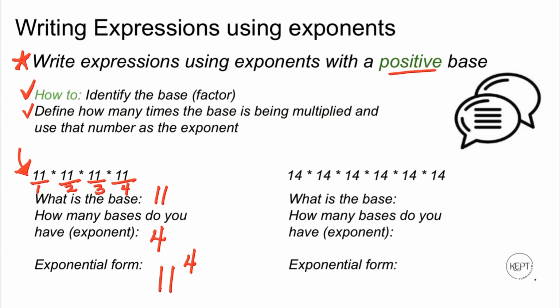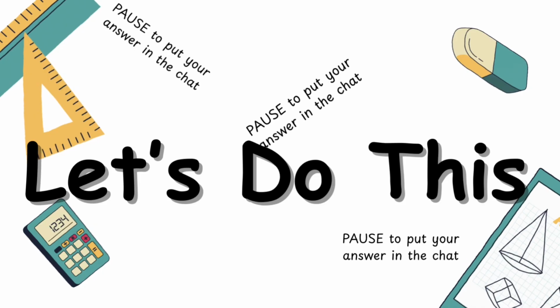Next, let's jump into this next problem. What is our base here? Well, we can see that our base is 14 as that is what is being multiplied. In order to define the exponent, we need to see how many times it's being multiplied. So we have 1, 2, 3, 4, 5, 6 number 14s being multiplied. So our exponent would be 6. Now, how do we write that in exponential form? Well, we write a large base and a small exponent, 14 to the 6th power.